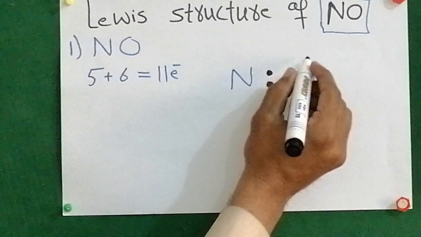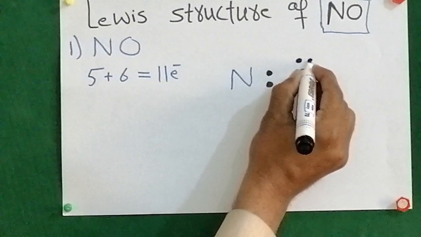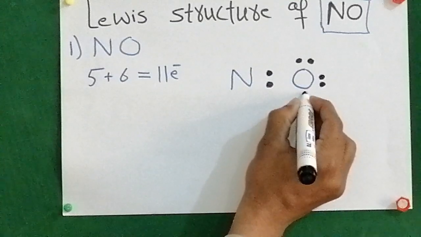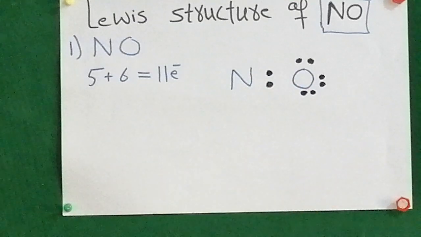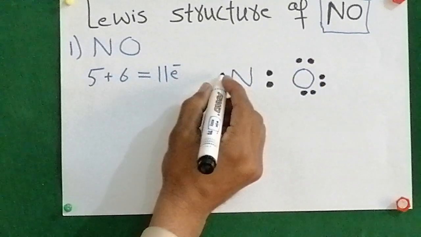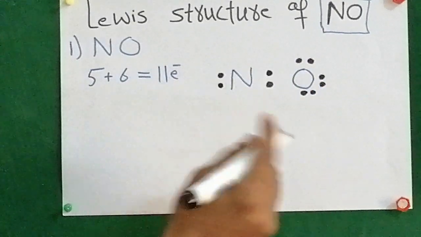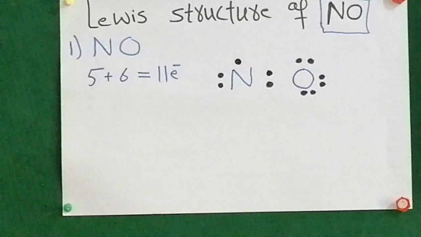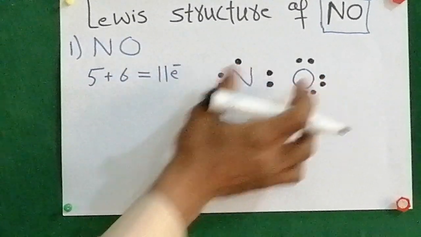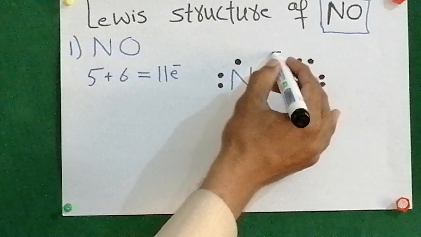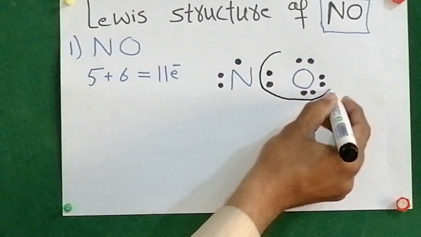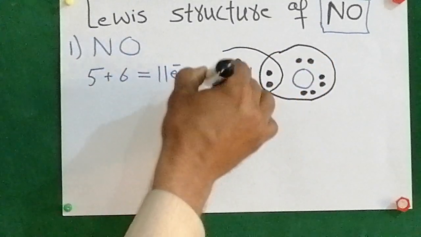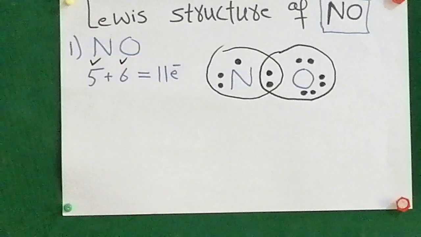So here are 2 dots, 4, 6, then 8. 2, 4, 6, 8, and here there are 2 electrons, 2, 4, 6, 8, 10, and 1 electron. This is the arrangement of the electrons. If we observe this, we have fulfilled 8 electrons of oxygen and 5 electrons of nitrogen, which is true.